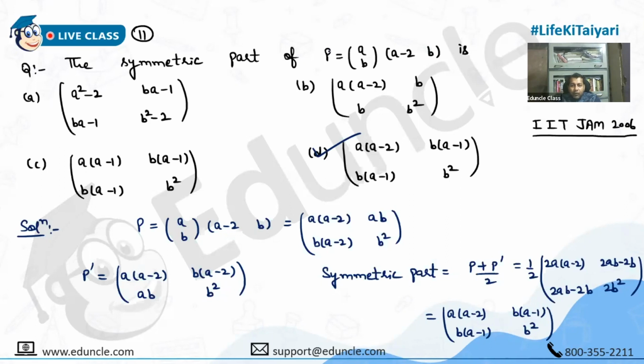And if they ask you about the asymmetric or antisymmetric part, then it is half of P minus P transpose, that is, P minus P transpose by 2.